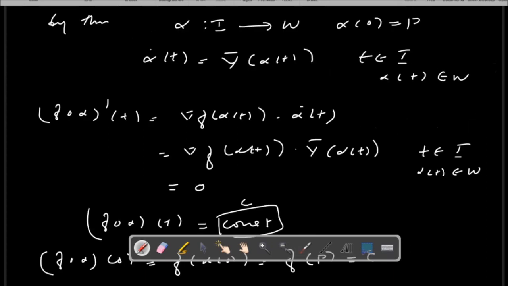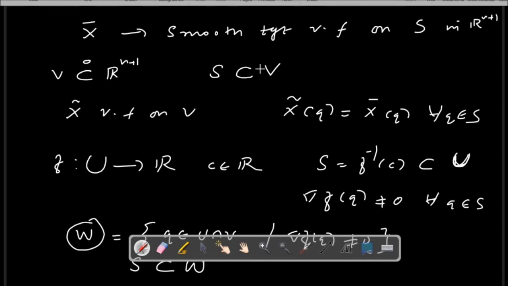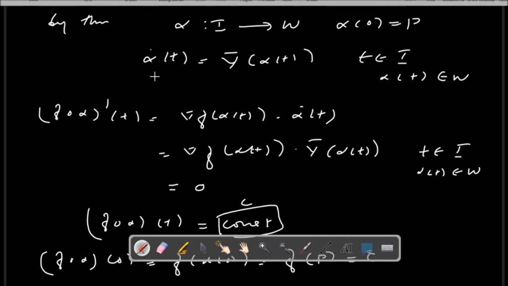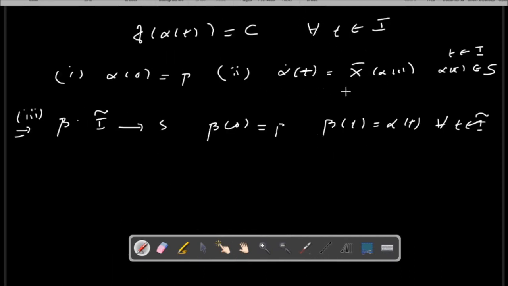The only thing we have done here is define an open set W and a vector field y bar on that open set, and using the previous theorem, we apply the theorem on this W and y bar, and we get parts 1 and 3 directly. Since it is an integral curve, you can write it in this way, and y bar and x bar coincide on S. That implies alpha is the integral curve for the tangent vector field as well. So the second part is also proved.